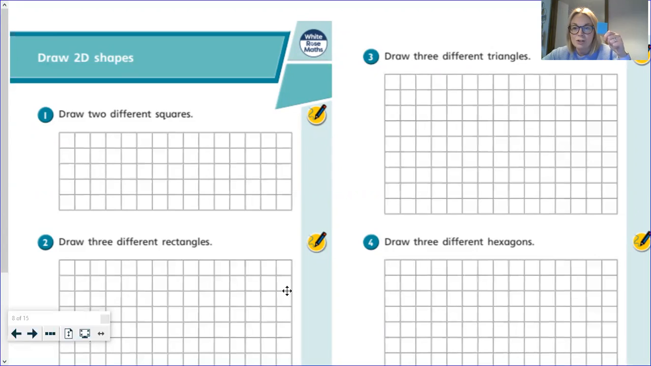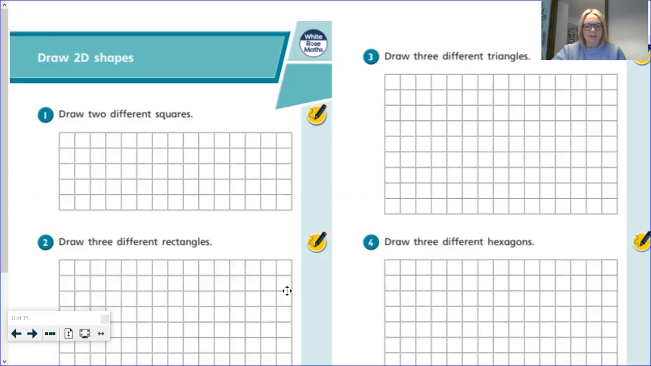So you're going to use a ruler to draw 2 different squares. One might have all the lengths be 3 of the little squares on your sheet, and another one, all the sides might be 5 of the little squares. 2 different size squares. Okay, number 2 is asking you to draw 3 rectangles, different rectangles.